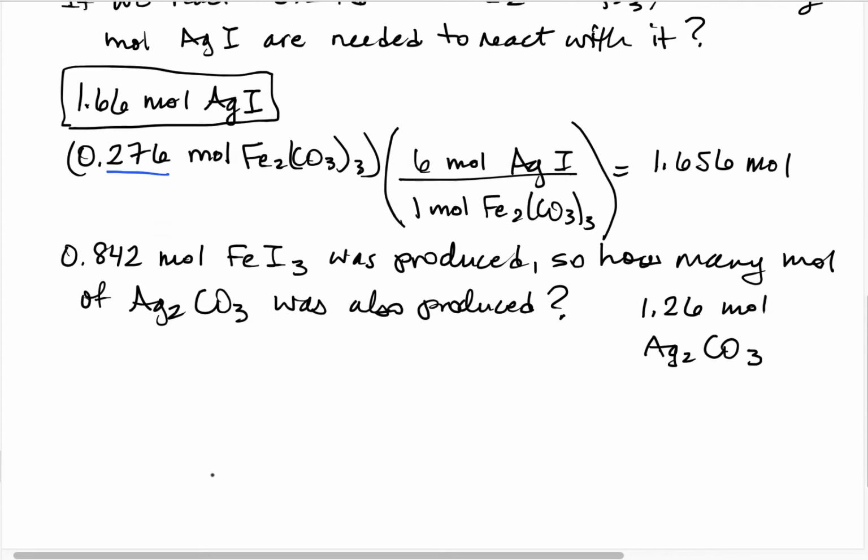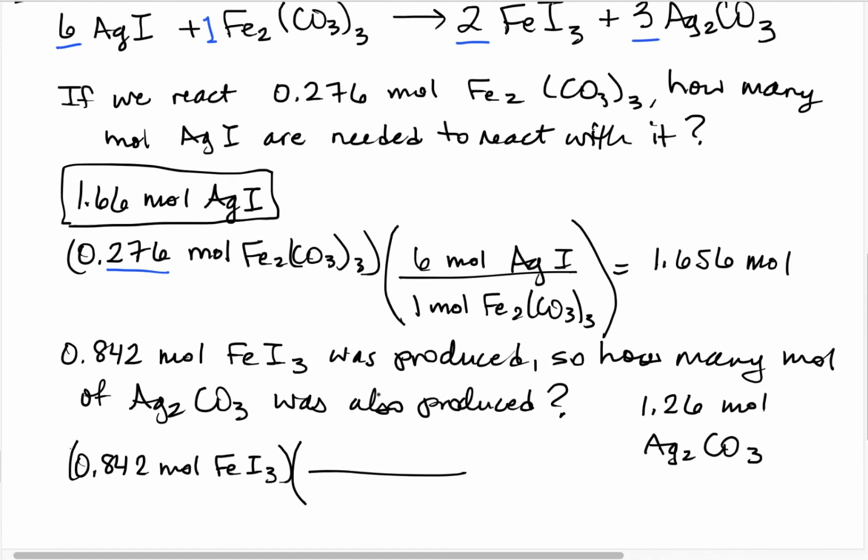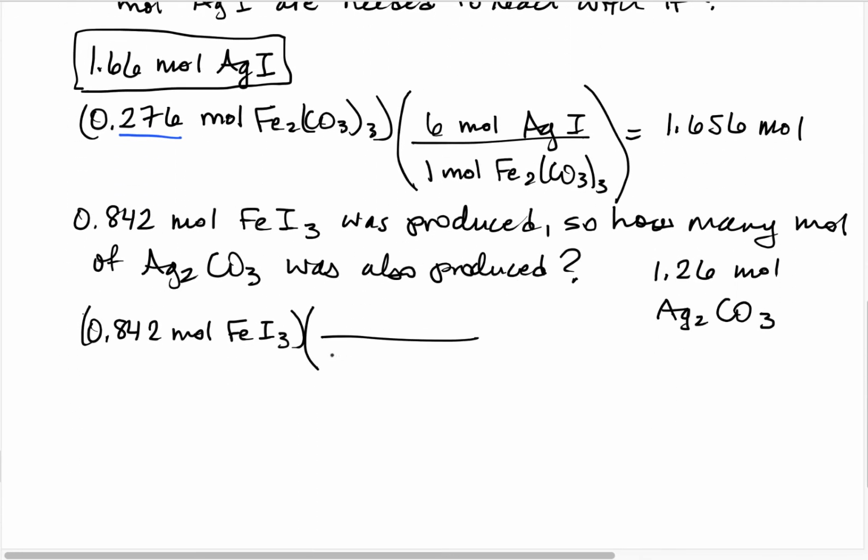And I did that by setting up 0.842 moles of iron iodide, and then seeing that my balanced chemical equation has 2 moles of FeI3 relating to 3 moles of silver carbonate.